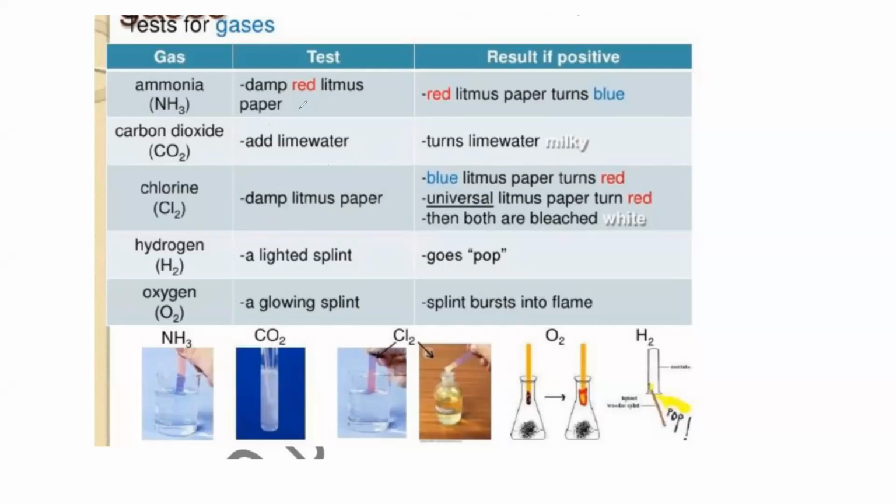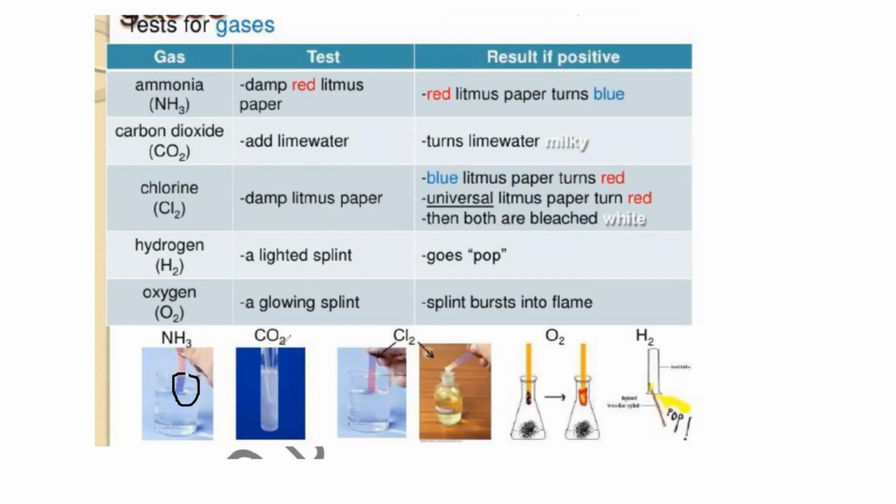So as you can see here, different gases. The first one is ammonia, as shown here. Ammonia turned red litmus blue. Carbon dioxide, when we pass it through lime water, turned it milky. I have already shown you the effect of carbon dioxide on lime water. As we pass it through lime water, it turned milky or chalky.